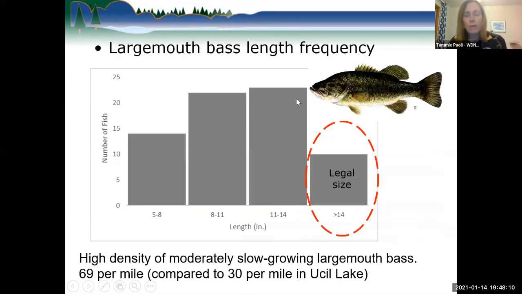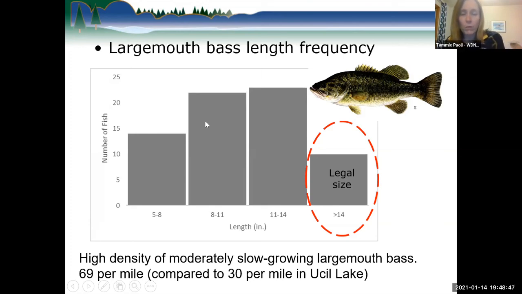Our largemouth bass length frequency is clustered into some inch bins, so 5 to 8 inch, 8 to 11 inch, 11 to 14, and then 14 and up, legal size. So we did see, I guess this was about 10 or so largemouth bass that were of a legal size to be harvested, and then the rest were smaller. And you can see the numbers here, 23 or so bass in this 11 to 14 inch bin, and that's quite a bit for only shocking just over a mile.